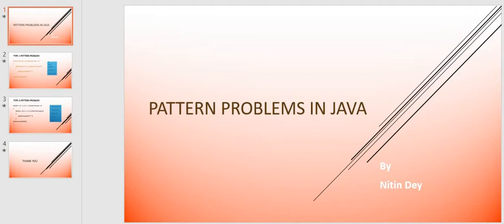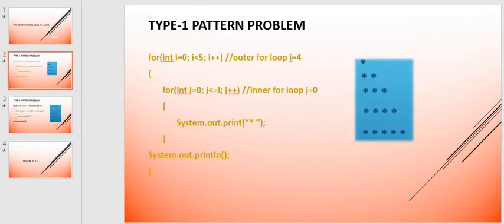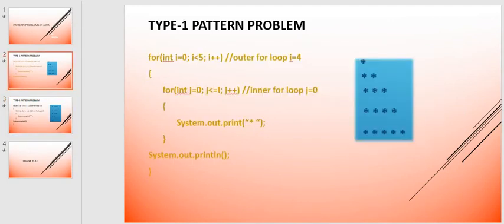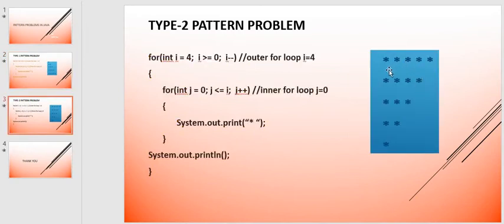Here is Nitin, and in today's session, I'm going to discuss another pattern problem in Java. In the earlier session, I had already discussed the type 1 pattern, but in this session, I'll be discussing the second type of pattern. So here is our pattern. This is also known as the inverted pattern. In the earlier session, you can see we had discussed this straighter type of pattern, and in this session we'll be printing the same but its reverse or alternate type of pattern.